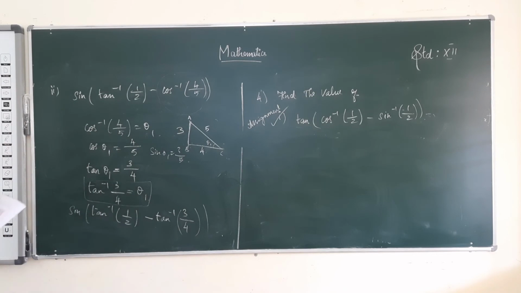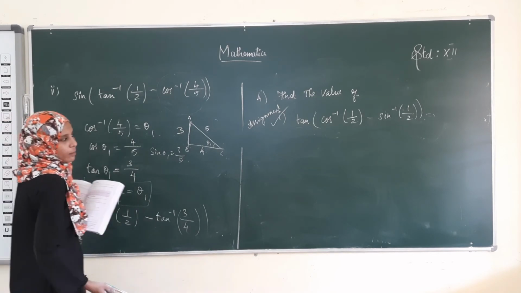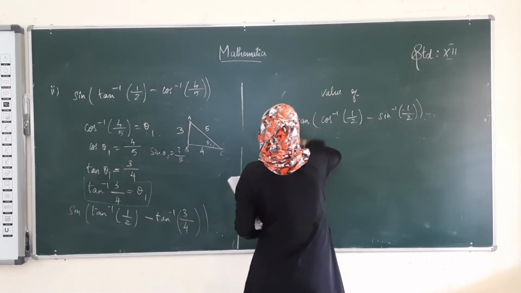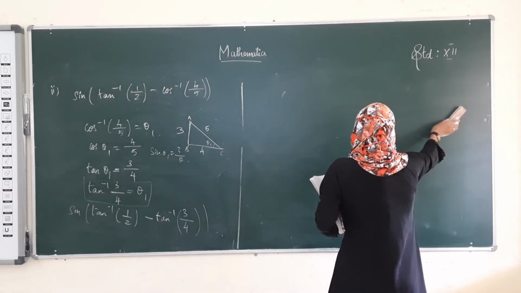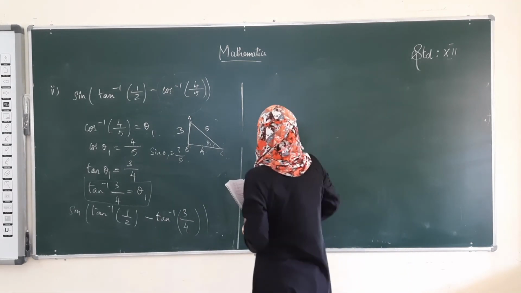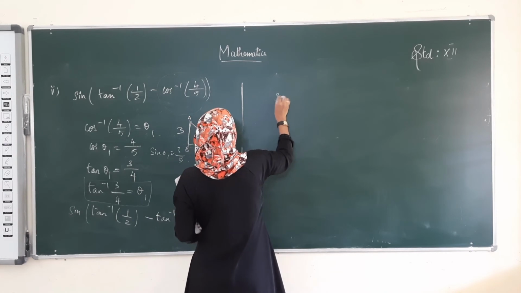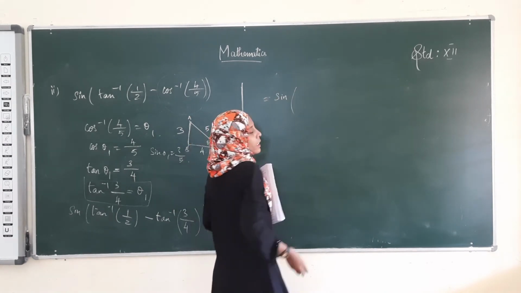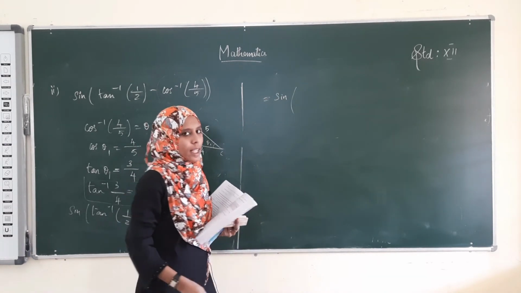See here, it's in the format of tan inverse of A minus tan inverse of B. Shall we substitute the formula? What's the formula? Tan inverse of A minus tan inverse of B is equal to tan inverse of (A minus B) divided by (1 plus A into B).